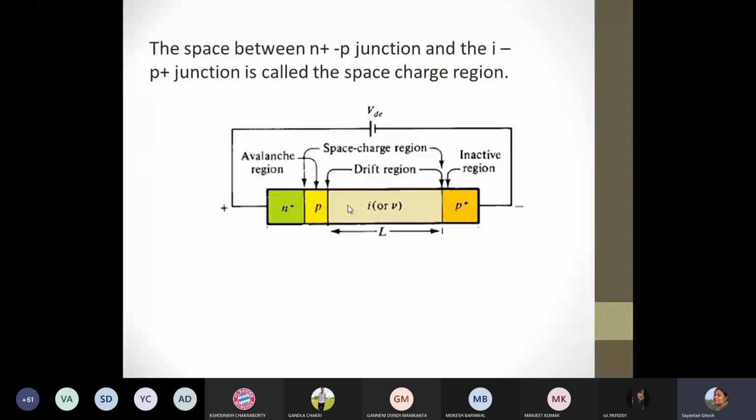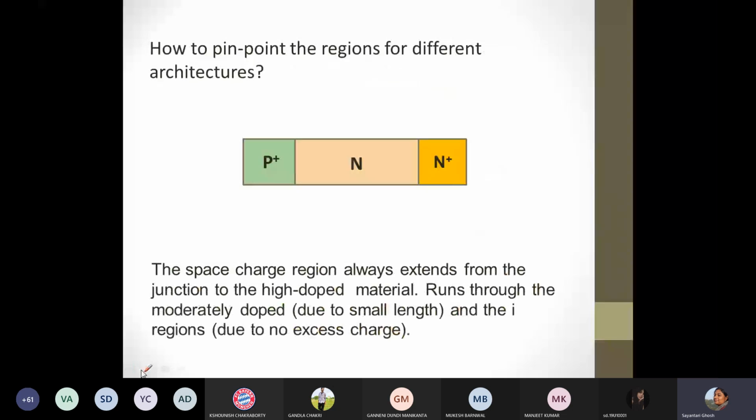Okay, so this entire region is the space charge region from here to here, as I mentioned. So don't get confused if the diode structure is different. Just pinpoint what is the space charge region and what is the avalanche region here. So you can simply figure out that if you have an asymmetric junction at this point, then close to this will be your avalanche region.